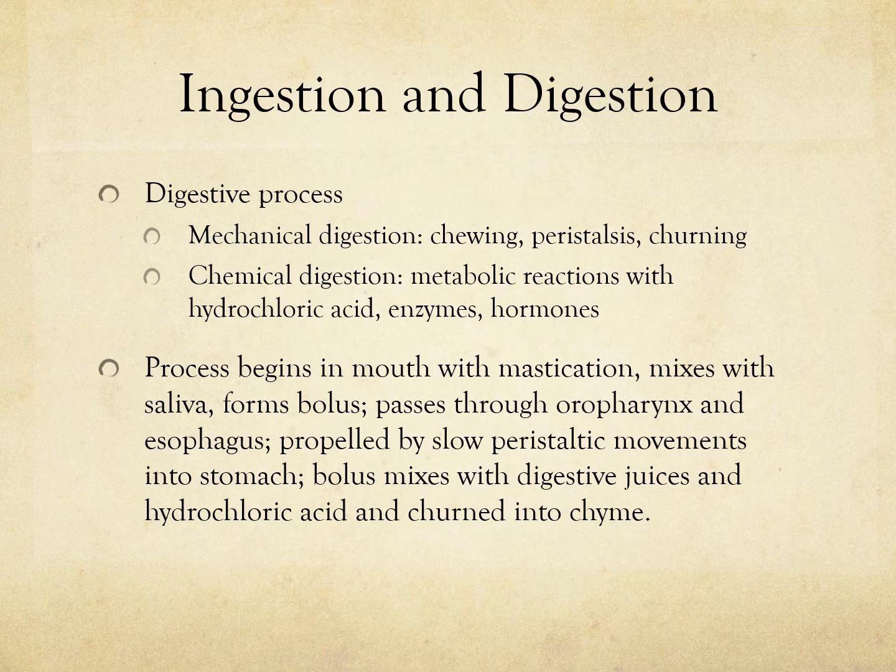The digestive process actually begins in the mouth, and as food is chewed or masticated, it mixes with saliva. Saliva starts the digestive process early by helping break down those carbohydrates. And the food then forms into a bolus, which is basically a soft mass of chewed food ready to be swallowed. The bolus moves through the oropharynx and esophagus, and is pushed towards the stomach through slow peristaltic movements. Once it reaches the stomach, it mixes with those digestive juices and hydrochloric acid. The stomach churns and breaks the food down even further until it becomes a semi-liquid substance called chyme.